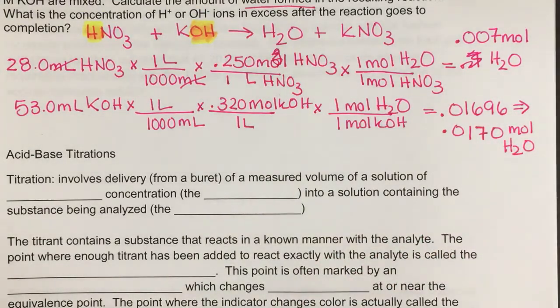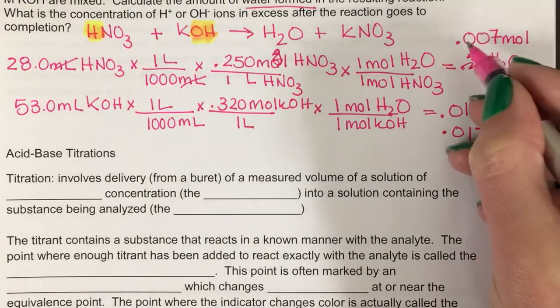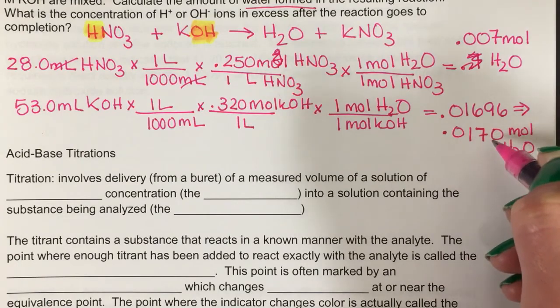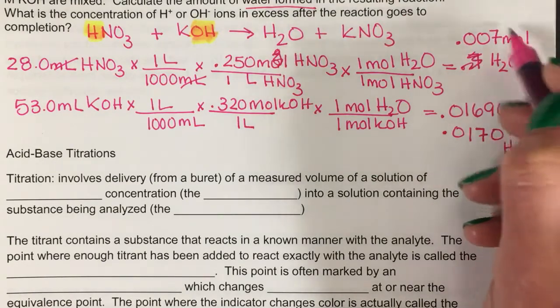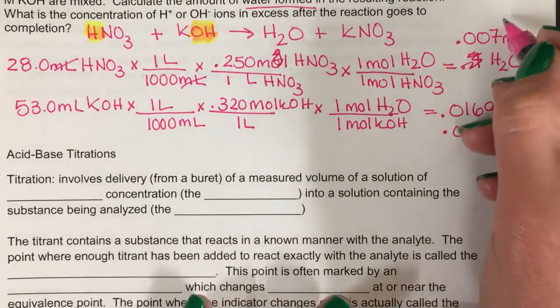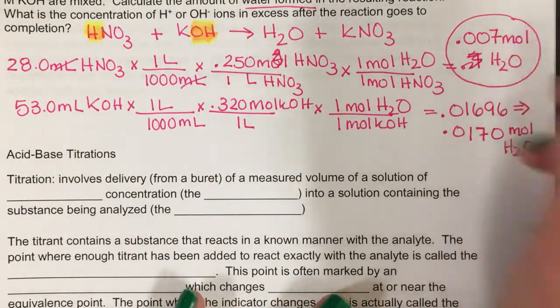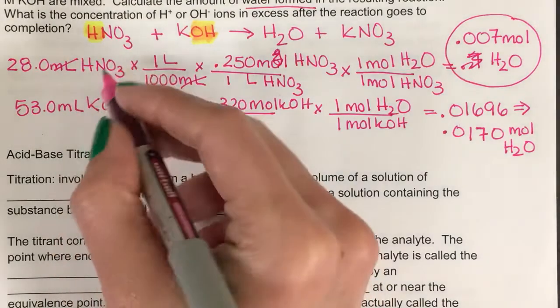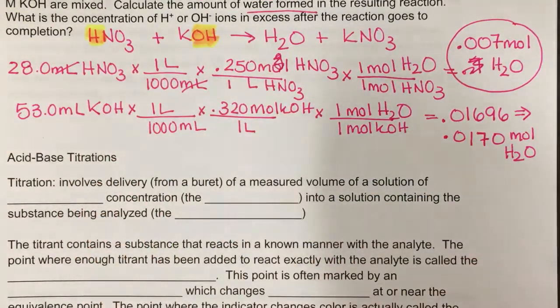Okay, so if I look, I've got 0.007 and 0.017. This is smaller than this, so this is the maximum amount of water I can form. I could change it to grams. They don't ask for grams, they just say amount, so I'm going to go ahead and leave it in moles. HNO3 is my limiting reactant. Now it does ask me a second question.